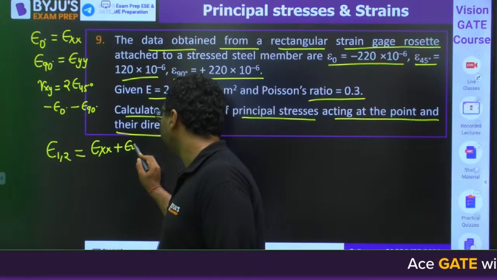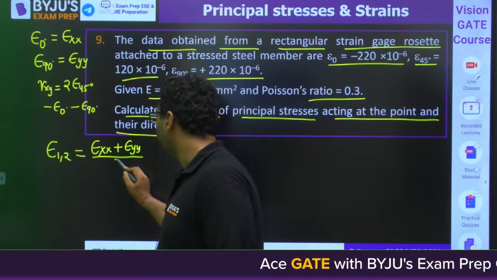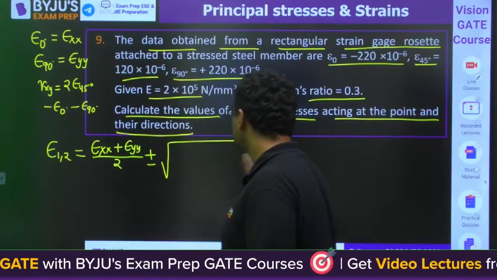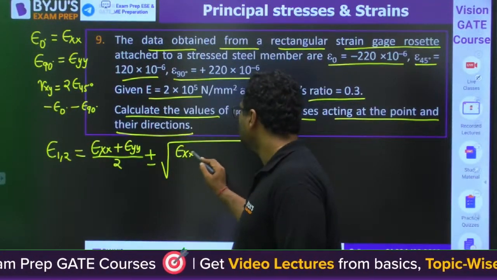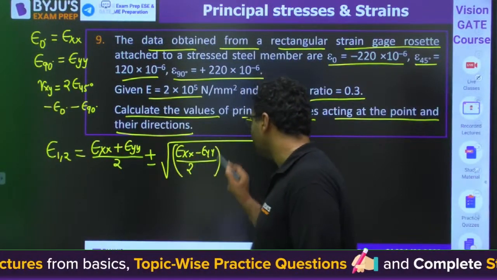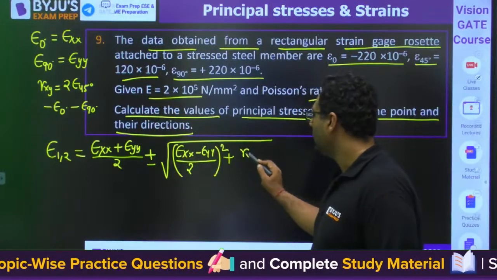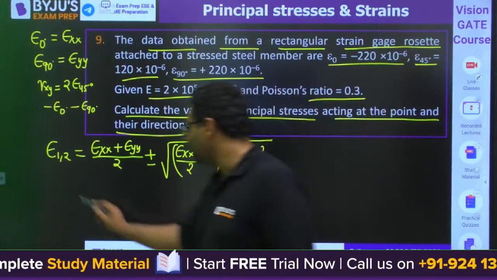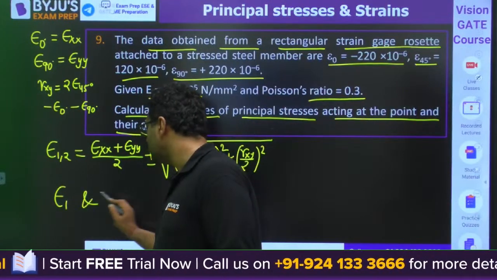Epsilon xx plus epsilon yy by 2, plus minus square root of (epsilon xx minus epsilon yy by 2) whole square plus (gamma xy by 2) whole square. This will give you the principal strains.